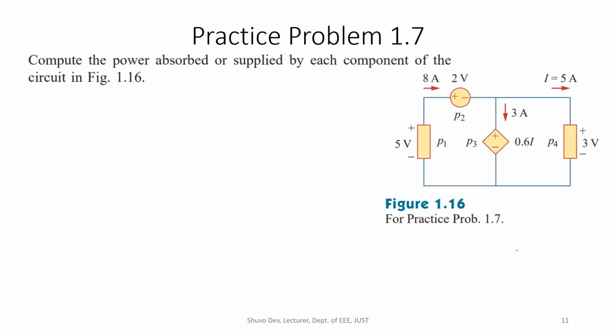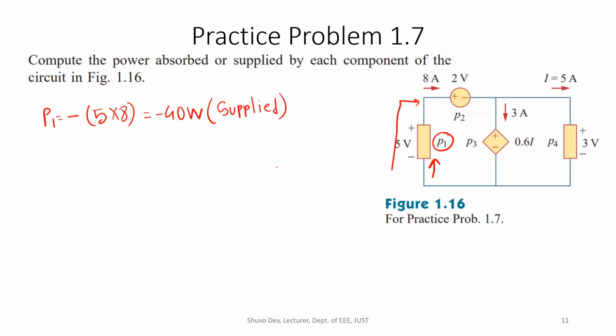Now another similar problem to example 1.7, that is practice problem 1.7. This is a similar type of question. We have to compute the power absorbed or supplied by each component of the circuit of figure 1.16. So first P1. First of all, the current is entering from the negative terminal. So P1 will be minus 5 volt, and in this branch what is the current? The current is 8 ampere. So it will be minus 40 watt. We have said we are taking the minus sign as power supplied. This is supplied.